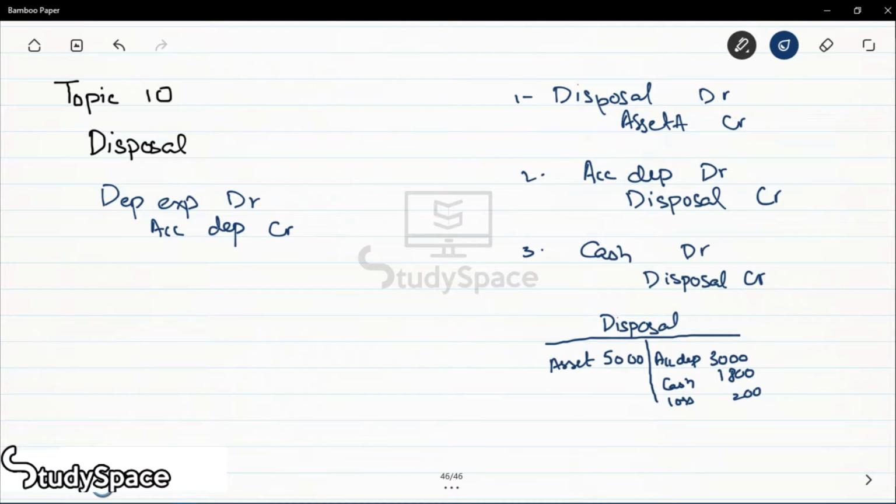However, normally this entry is written along with the one that I'm about to show you for loss. So then what we're going to do is loss on disposal, which would go in our income statement as debit, and disposal account credit.